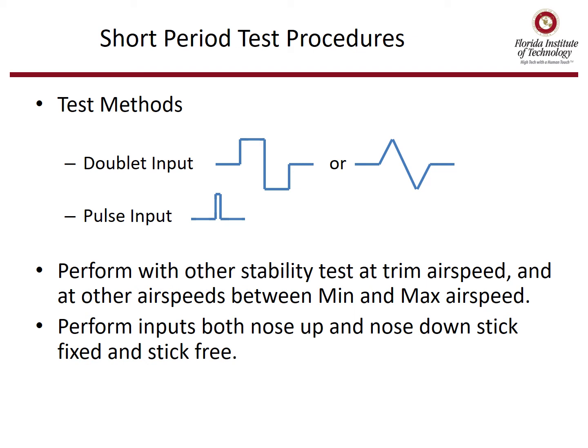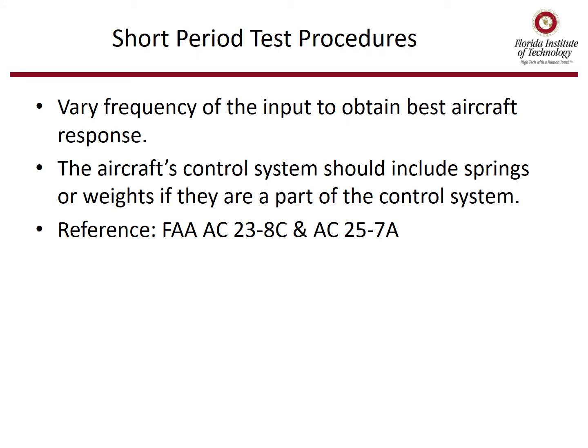We typically perform these with other stability tests when we're at a trim airspeed, but we want to do it at a variety of airspeeds between our min and our max airspeed, and we sometimes want to vary the frequency of the doublet input, to make sure we're at a frequency that is in line with what the aircraft is excited with. The aircraft's control system should include any springs or weights if they are a part of the control system. And again, the reference for the flight test techniques of exciting the short period can be found in the Advisory Circular 23-8C or 25-7A.